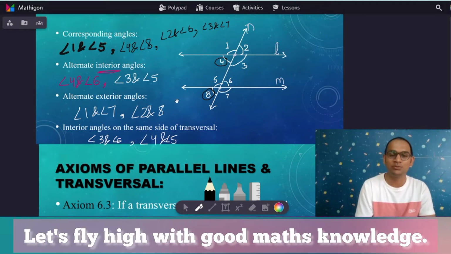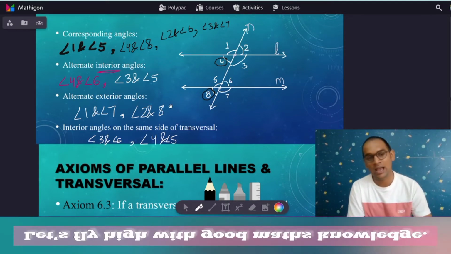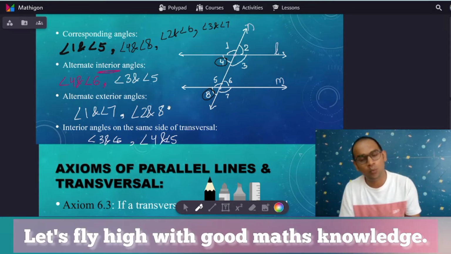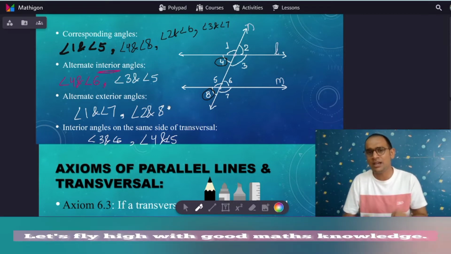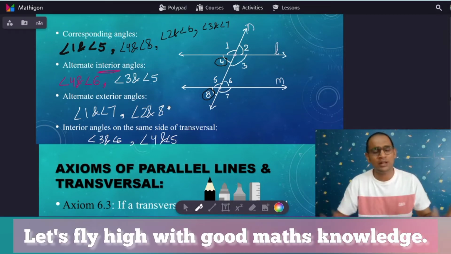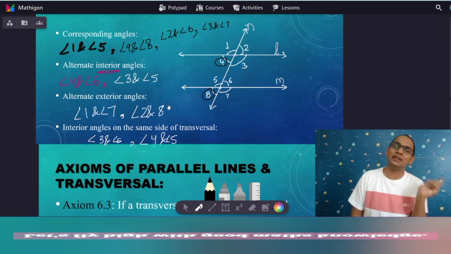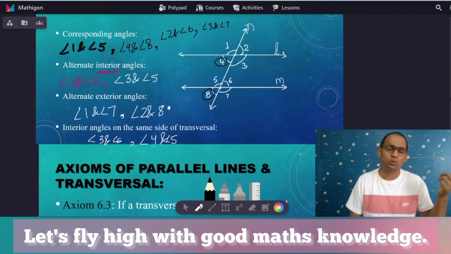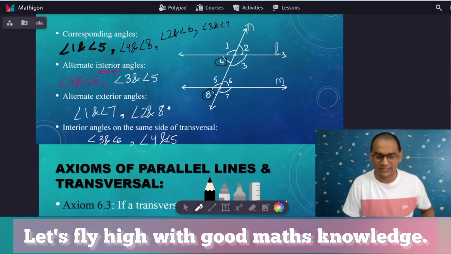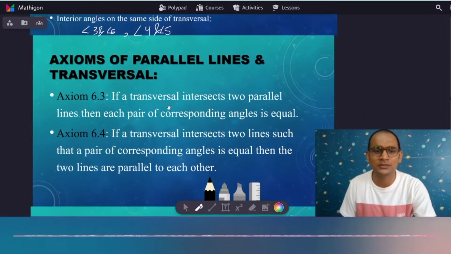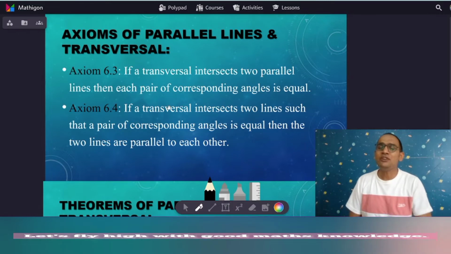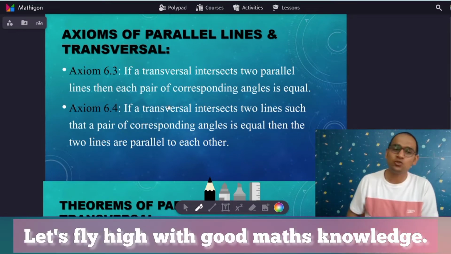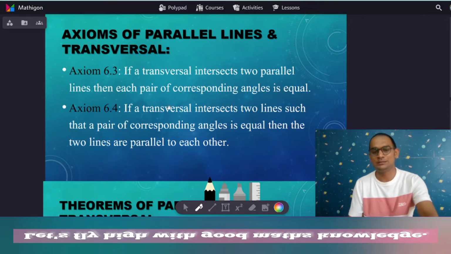Based on these types, we have some axioms and some theorems. Now, what do we mean by axioms and theorems? Axioms are accepted as they are without any proof. Theorems are proved on the basis of the axioms or previously proven statements. I hope that makes sense. So let's go on to one of the axioms of parallel lines and transversal. It says that if a transversal intersects two parallel lines, then each pair of corresponding angles are equal.